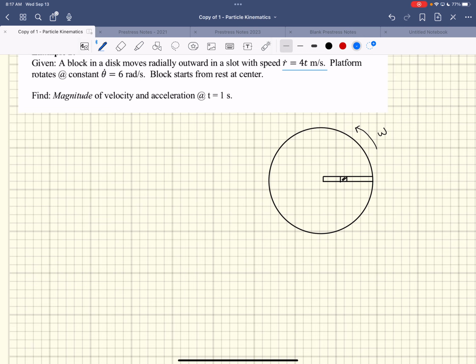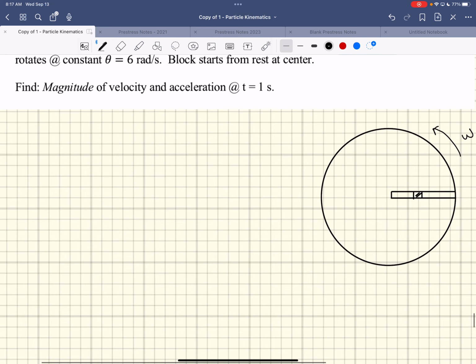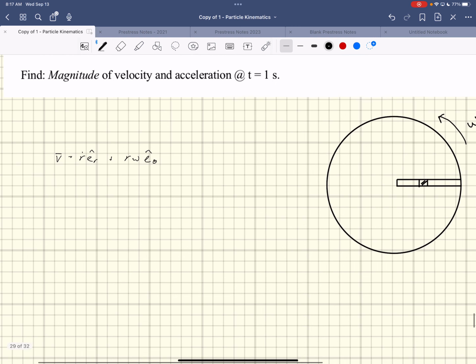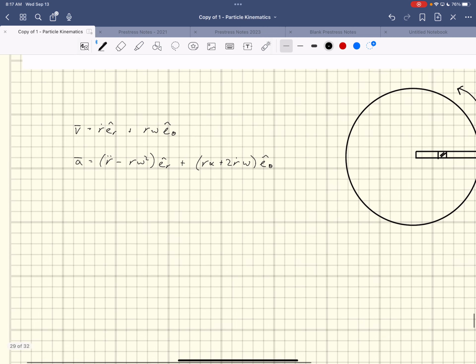Polar coordinates can handle this better. Okay, so the velocity in polar coordinates is going to be r dot in the e_r direction plus r omega in the e_theta direction. My acceleration, I'm just going to write that down to know what we're after here. Again, it is r double dot minus r omega squared in the e_r direction plus r alpha plus 2 r dot omega in the e_theta direction. That's all of my terms there.